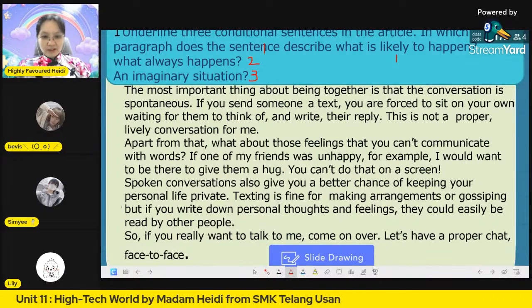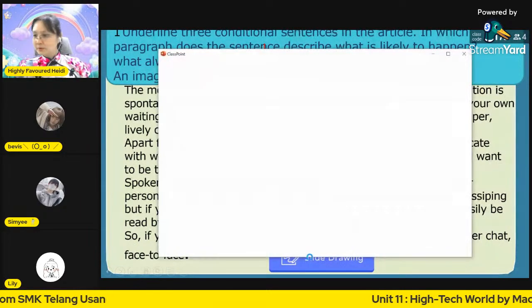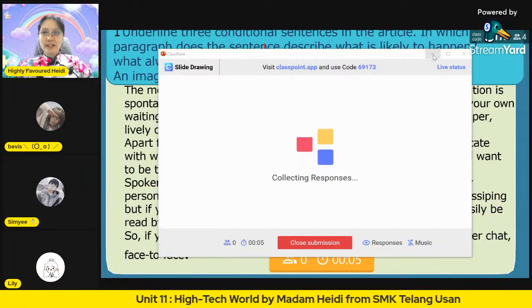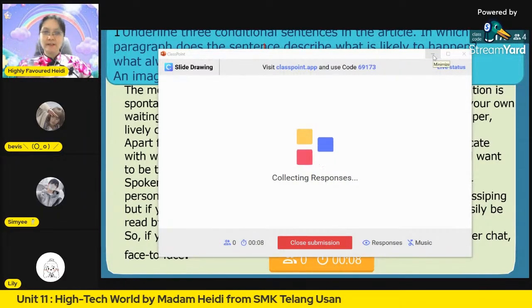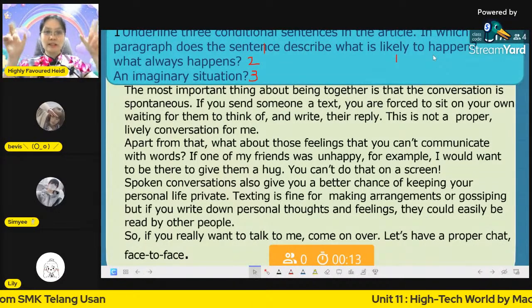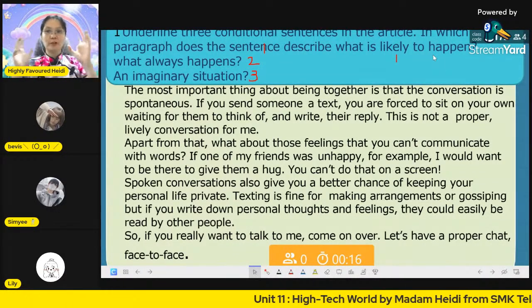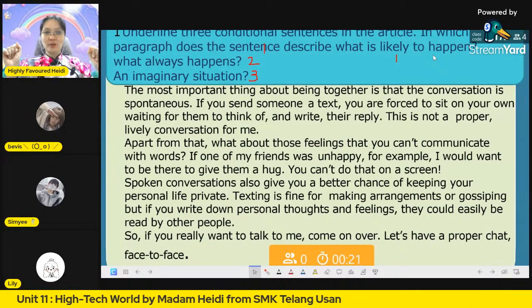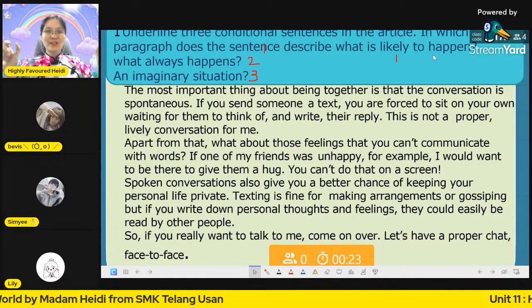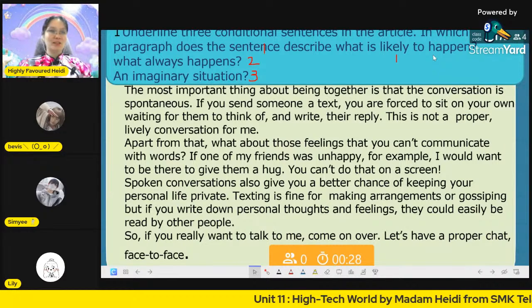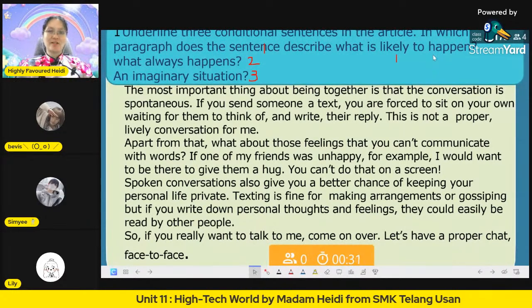Okay, let's start. For Simi, you have to join the class first and then click in the code. Okay, great, you've joined already. So identify it. You can circle the if sentences. Not all have if, but you know that the sentence is a conditional sentence. But I think all here have if. After you have identified that, you put one, two, three: which one is likely to happen, what always happens, and another one is an imaginary situation.